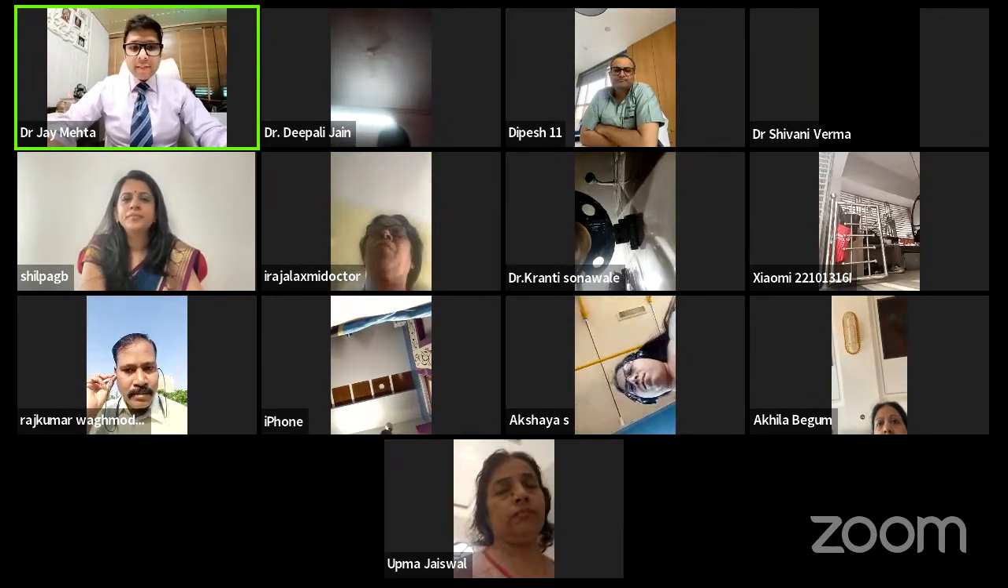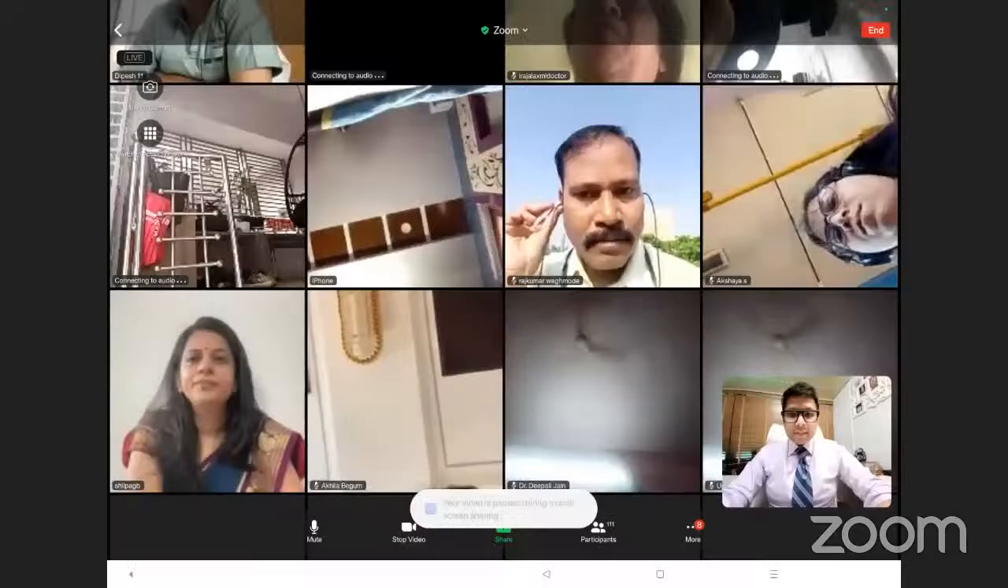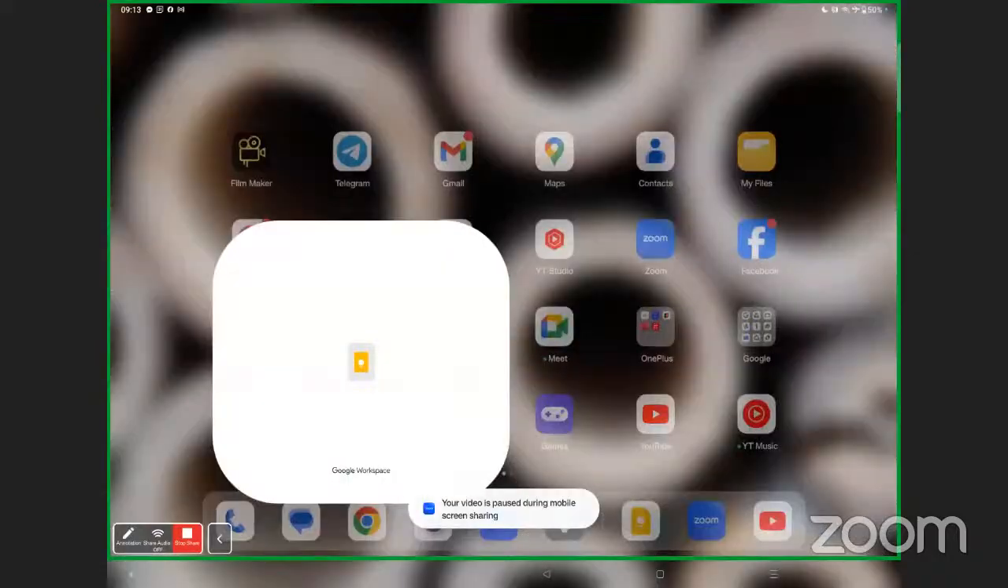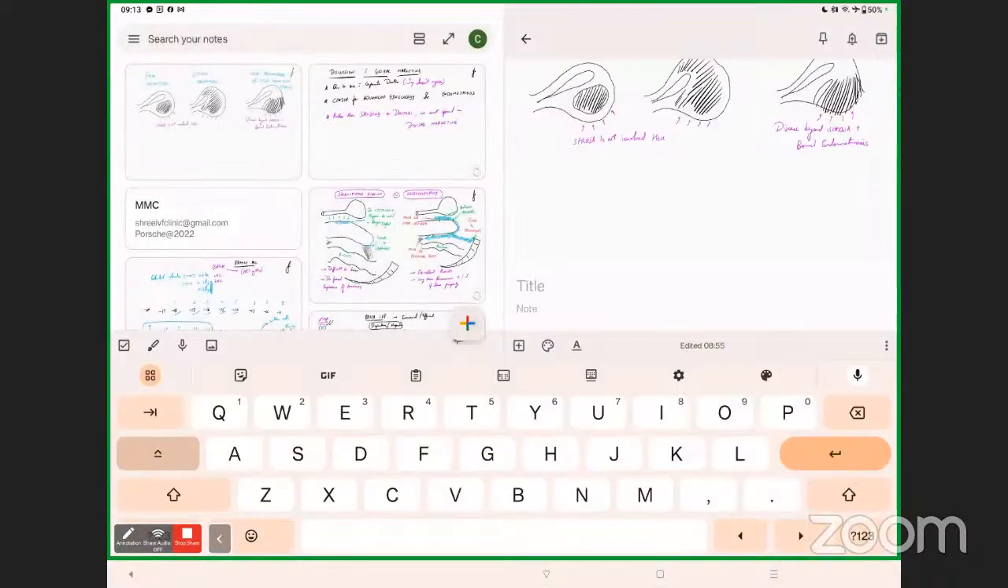I will just start the screen sharing immediately. And what is important for us to understand about empty follicles is that when we want to discuss them, we have to keep one thing in mind: it is very easy to discuss the theory of empty follicles. The actual challenge is how to face the patient with empty follicles.